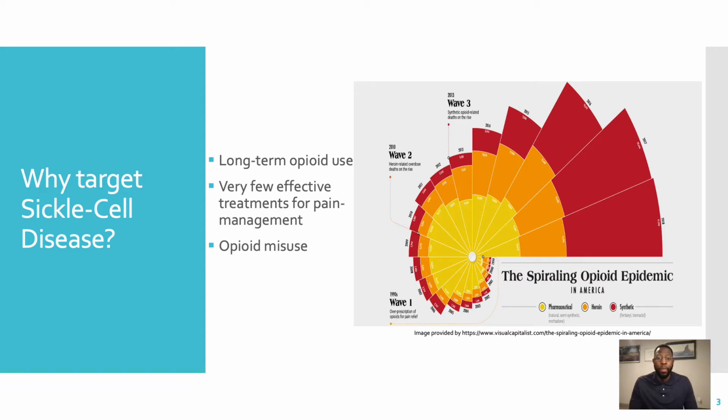So you see here, I have this graph that shows us the opioid epidemic that we've been experiencing since the 90s. And I am willing to bet that within this yellow area of the picture, you might find some sickle cell disease patients that are also affected by the opioid epidemic.